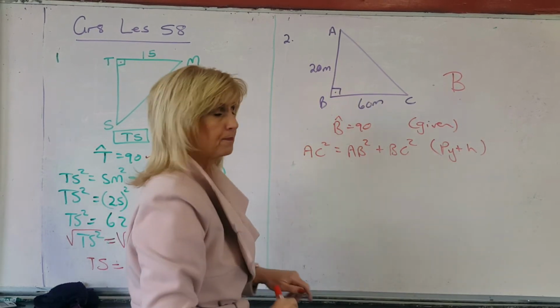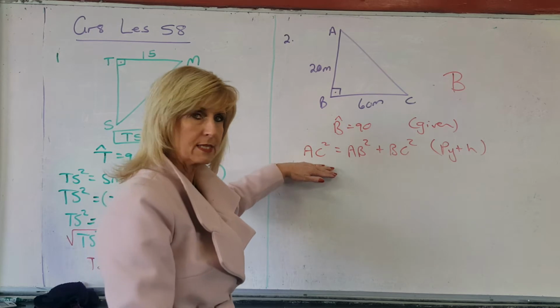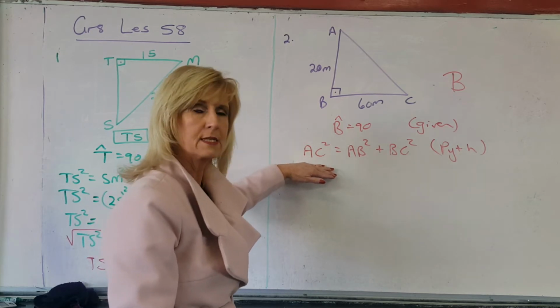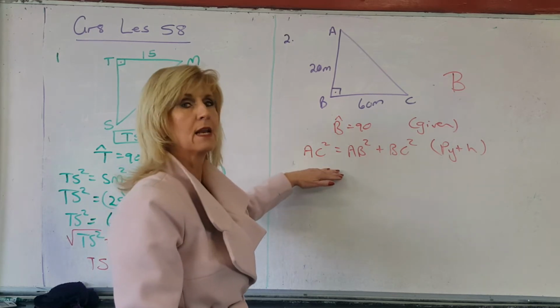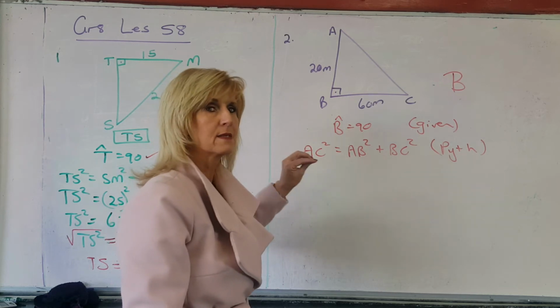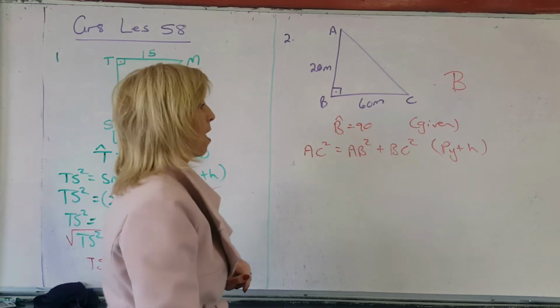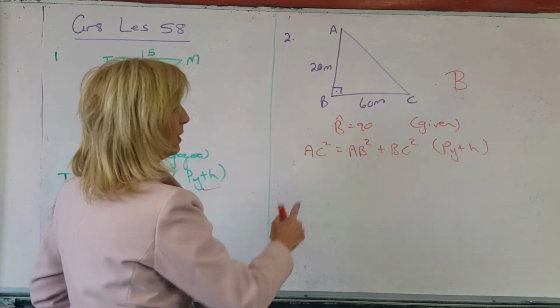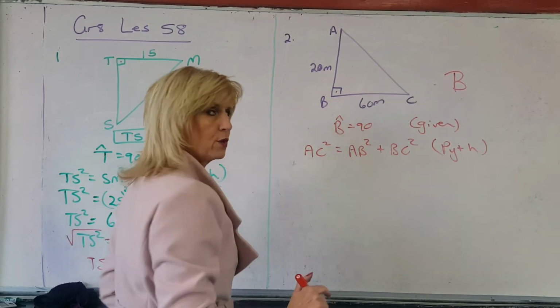So maak seker. All capital letters. Jy kan nie met klein lettertjies werk nie, dis nie sye nie. AC is a line. Small letters mean something else in triangles. Okay, so met ander woorde, ek weet nou ek soek die skuinsy. Kom ons sê hom nog een keer.